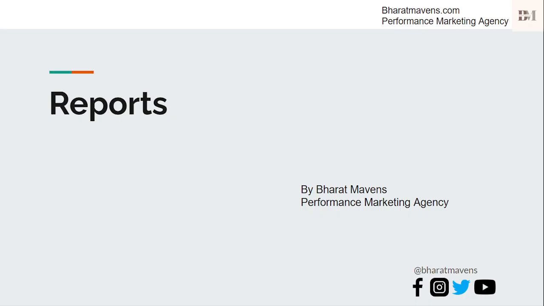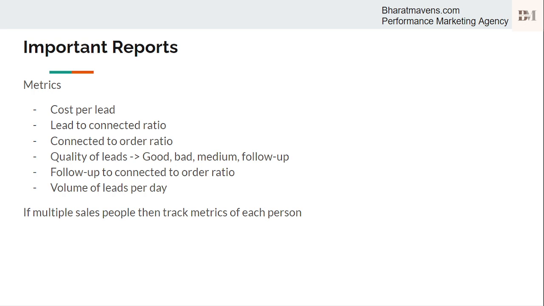Then what are the reports you should be looking at? You should be looking at metrics like cost per lead and lead to connected ratio. Lead to connected means you have got the lead, but how many people did you call and get connected? Because many times you call, but no one picks up. Then connected to order ratio. Quality of leads you can bifurcate by good, bad, medium, follow-up. Then follow-up to connected, then connected to order again.